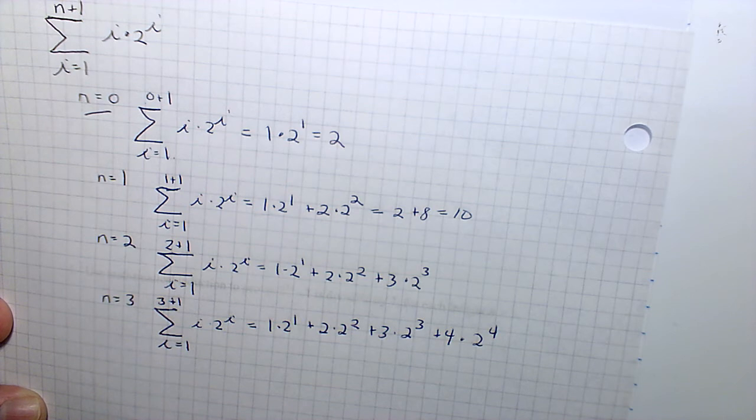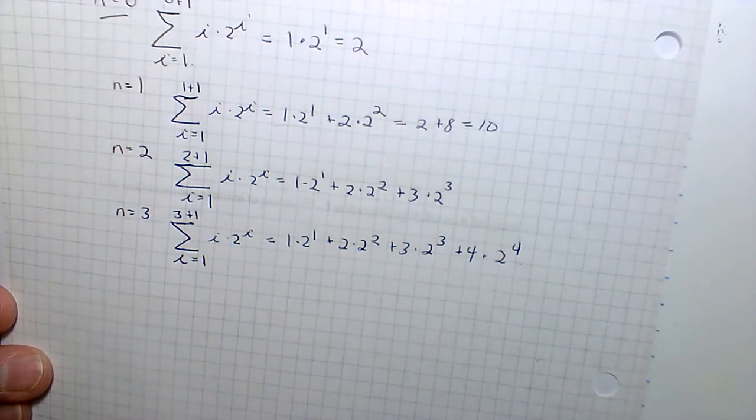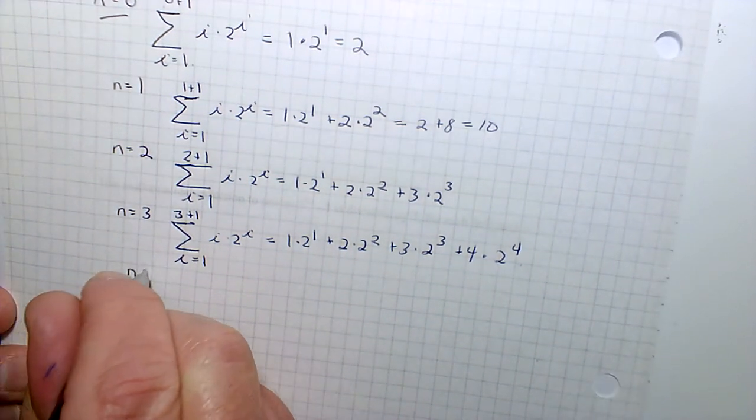So if we went on and say that n equals 4, that's going to be 1 times 2 to the first, plus 2 times 2 squared, plus 3 times 2 to the third, plus 4 times 2 to the fourth, plus 5 times 2 to the fifth. Notice the last term always has a coefficient, or multiplier, and an exponent that is 1 larger than our value for n. Well, let's see, before we leave this, if we can do this in general, because that'll be really helpful.